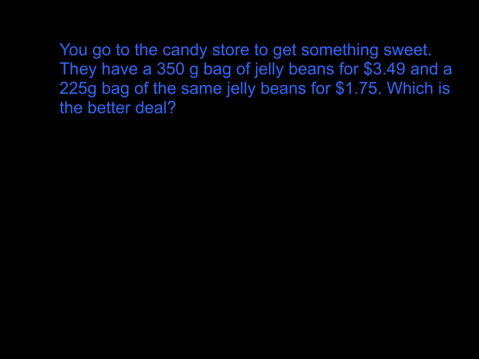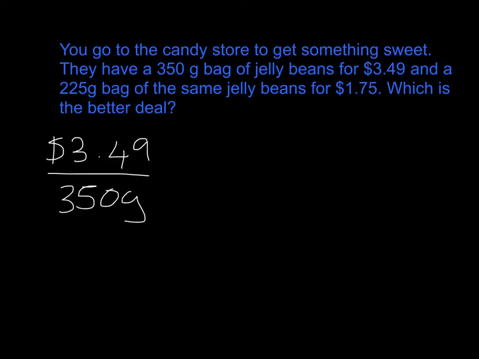Okay, we're going to write down what we know. So I know that the bigger bag of jelly beans costs $3.49 for a 350 gram bag. And this one you have to do in two separate parts in order to solve it. So let's do the big bag of jelly beans first. And you know that whenever you have a number over another one, so numerator over denominator, you are dividing.